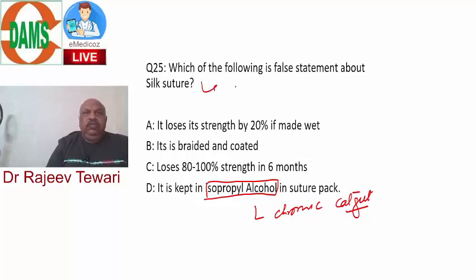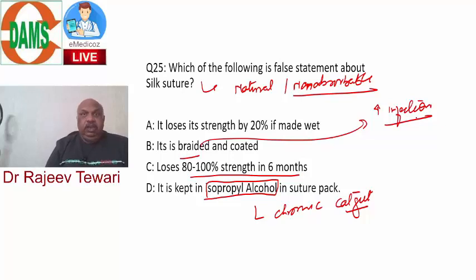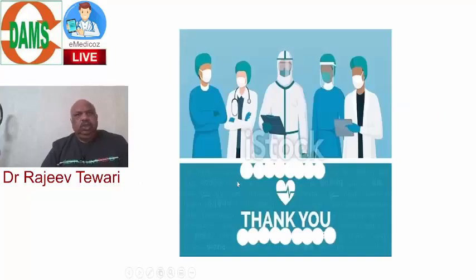So silk is natural and non-absorbable. Though it is non-absorbable, it does not mean it provides strength lifelong. It will lose its strength in 6 months. And it is braided, so it has a higher risk of infection, because in those grooves the bacteria grow. So it's not considered a good suture in an infected area, but otherwise it's quite a good suture. For vessel ligation and skin we still use this. So the wrong statement is D. Only chromic catgut is kept in a solution, not silk. Silk is kept dry.